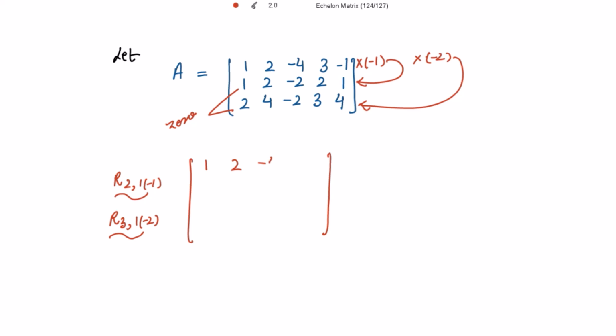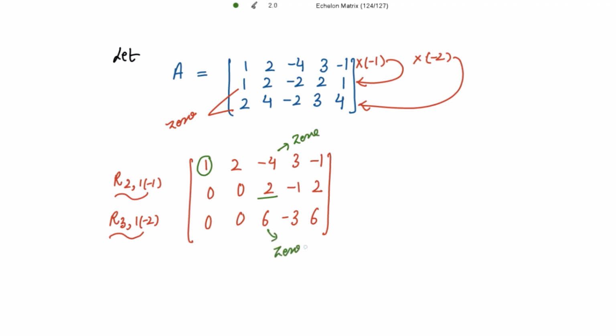Writing the first row as it is, we are changing rows 2 and 3, and on applying the operations, for row 2 we get 0, 0, 2, -1, 2. And for row 3 we get 0, 0, 6, -3 and 6. So this becomes the leading element for the first row. For the second row we have the leading entry 2.